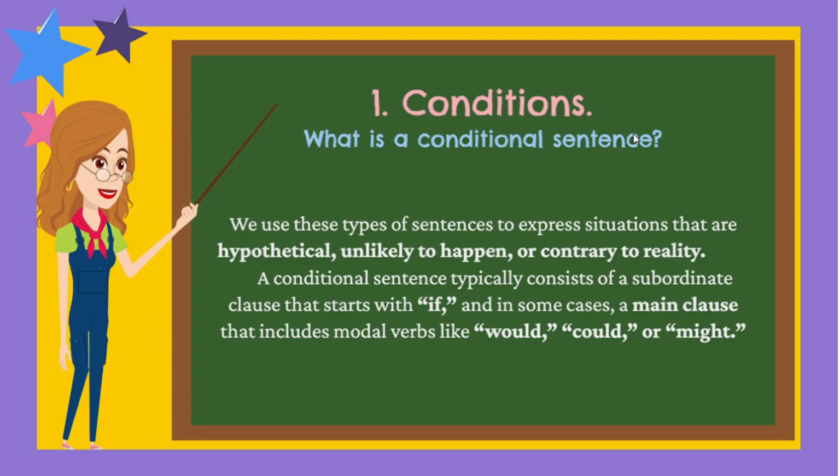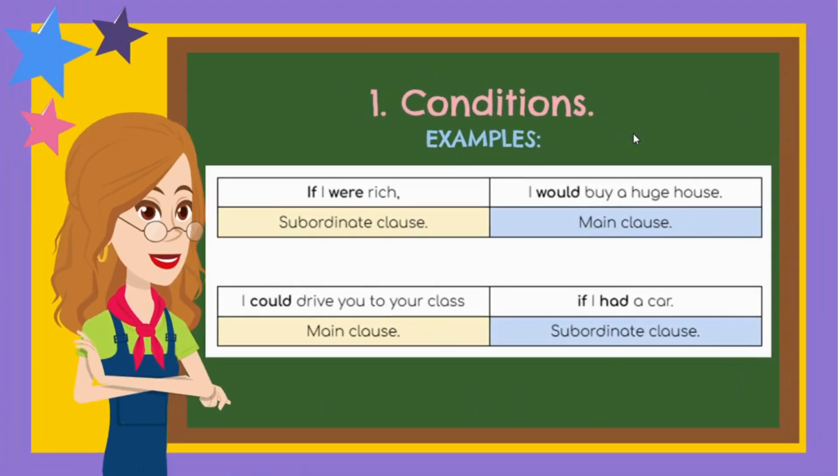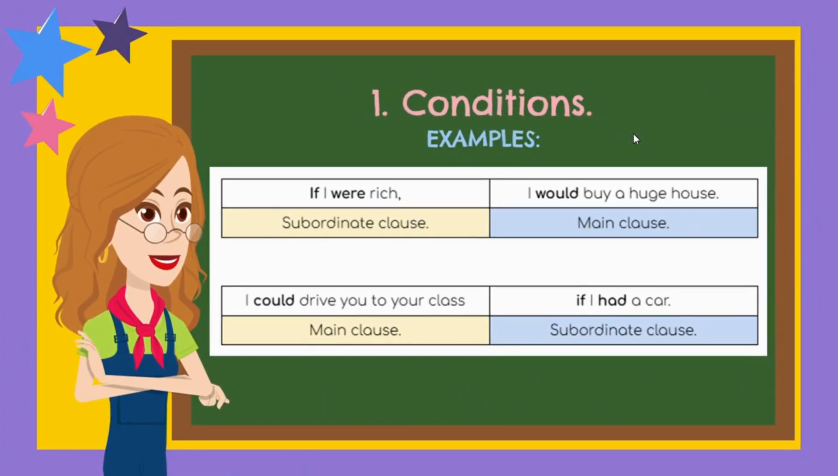We use this type of sentences to express situations that are hypothetical, unlikely to happen, or contrary to reality. A conditional sentence typically consists of a subordinate clause that starts with if, and in some cases, a main clause that includes modal verbs like would, could, or might. Here we have two examples. The first one is: if I were rich, I would buy a huge house.